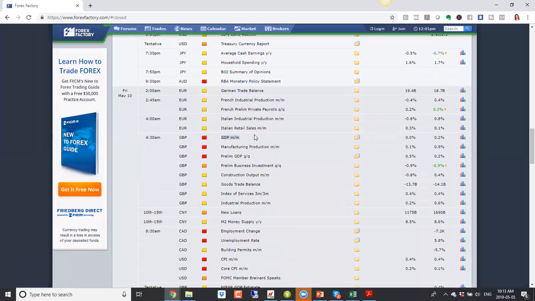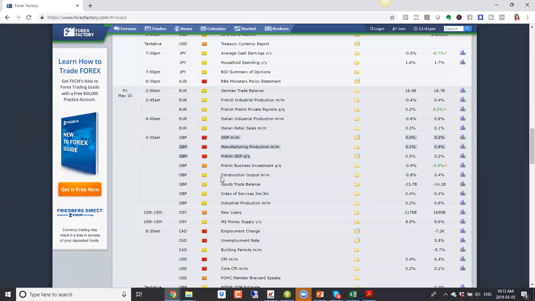And then we have GDP numbers as well as manufacturing production numbers for UK. Again, if the numbers come out negative, it could have a negative impact on the British pound. The pound did get some good news, or it gained positive sentiment last week. I think it was on Friday because of the comments that came out in regards to a second referendum.